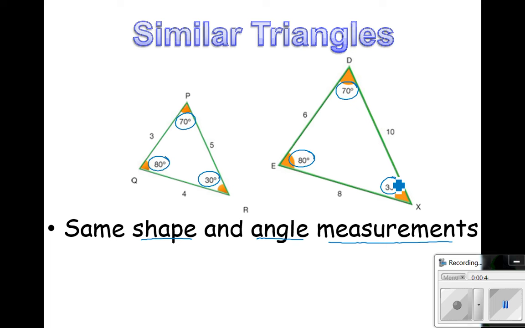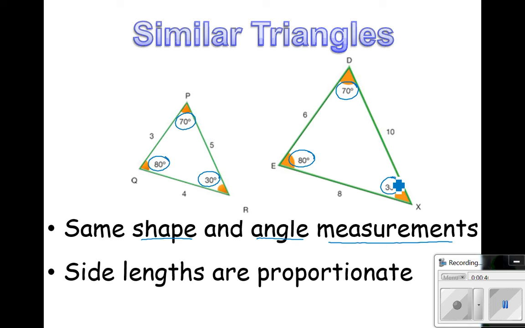The next thing is that the side lengths are proportionate. They're not equal because clearly one is larger than the other. But proportionate is very important because if you look at this segment, PQ, it's 3. The corresponding segment on the other triangle is DE, which is 6. If you multiply 2 times 3, you get 6.